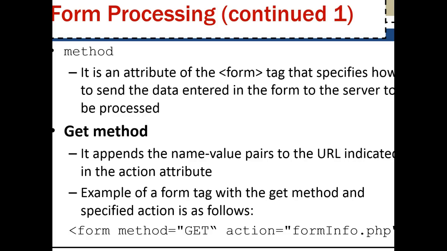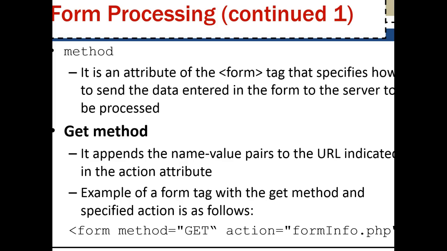The method attribute for the form tag specifies how to send the data entered in the form to the server to be processed. HTML provides two ways to send the data, the get method and the post method. The get method appends the name-value pairs to the URL indicated in the action attribute. You need to be cautious when using the get method. Some web servers limit the size of the URL, so you might have a risk of that.